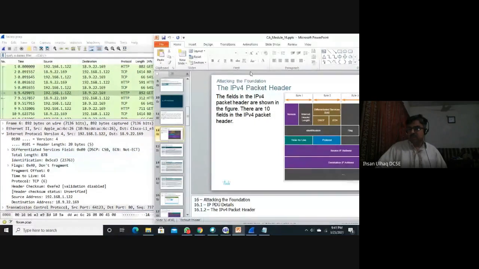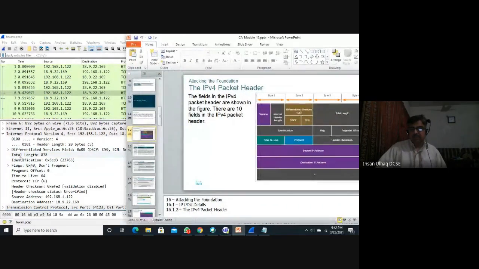After this, gentlemen, you can see the total length. This packet is of 578 bytes. Total length includes the header length as well as the payload. So 20 bytes are of the header, and the rest are of the payload. Then after the total length, we have the identification. The identification number is 0x5CD3. Then is the flag.